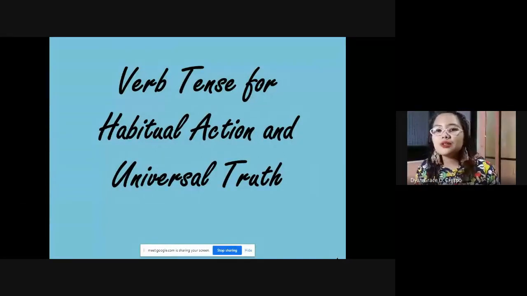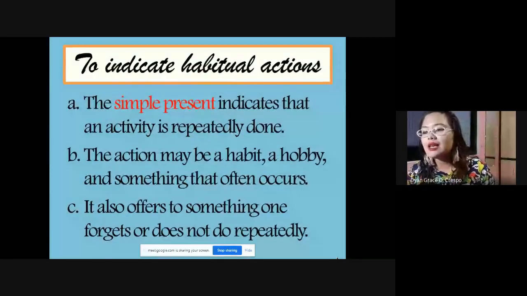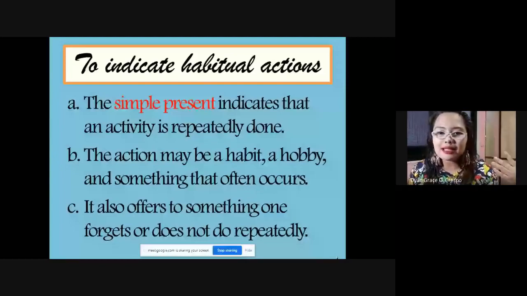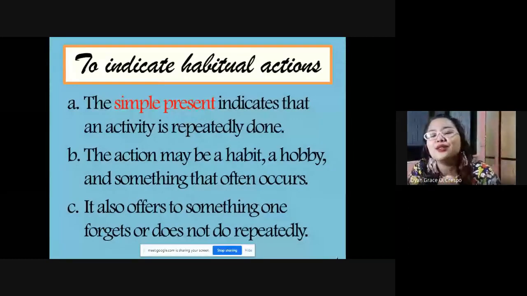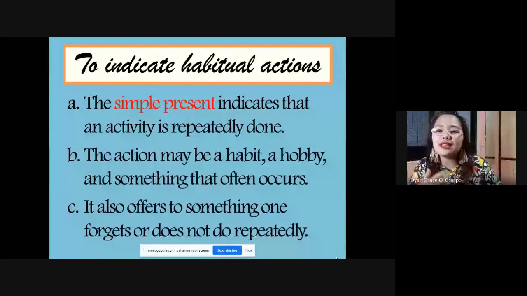Okay. So, to indicate habitual actions, of course, we need to use the simple present tense because it means that it is repeatedly done. The action may be a habit, a hobby, and something that often occurs. For example, I often say that I will go to the gym. If you are habitually saying that you're going to the gym every now and then, it's a habitual action. It also refers to something one forgets or does not do repeatedly, like your gym.